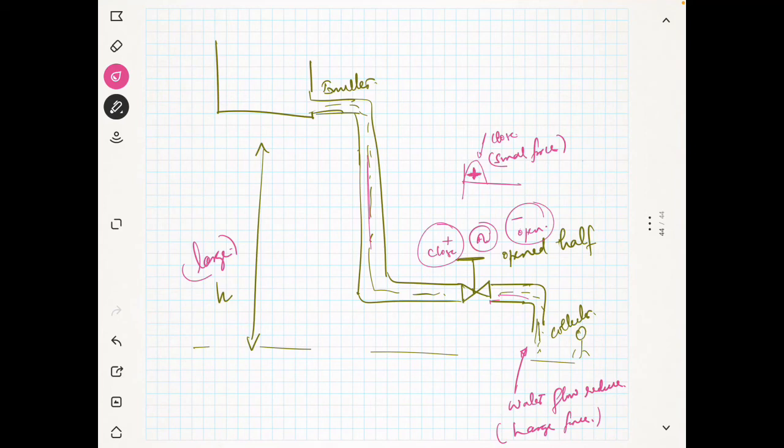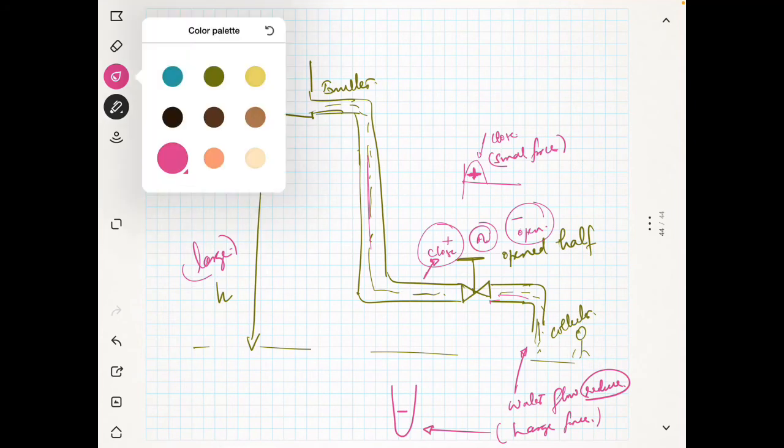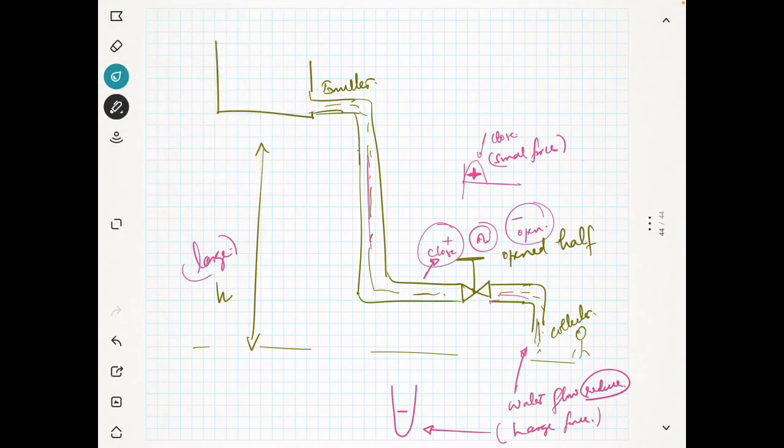So whenever you have a positive signal, you close the tap, and what will happen? You are getting water flow which is reduced. That means the output is going down, minus. And it is with a large force, that's why it is amplified.